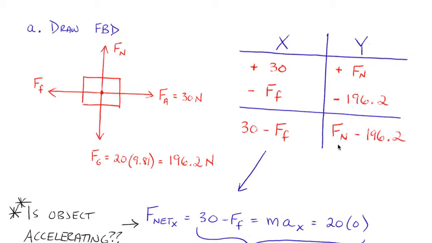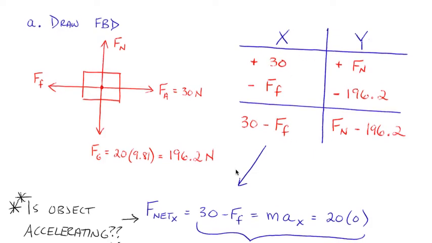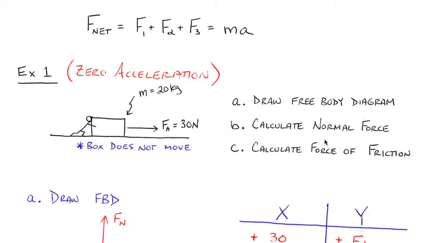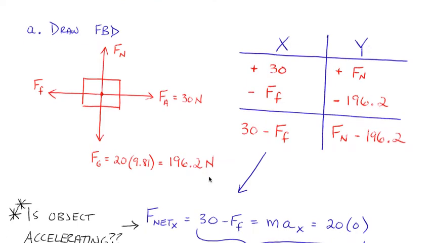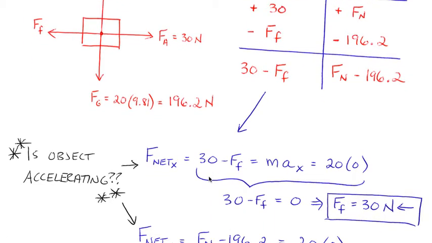But this is a nice way to keep it organized, and it will help when we start to do things like forces at an angle. But just understand that this method right now will work. The next step would be to find those individual forces, the normal force and the force of friction. So if you take a look, the question you should always ask yourself is, is the object accelerating?